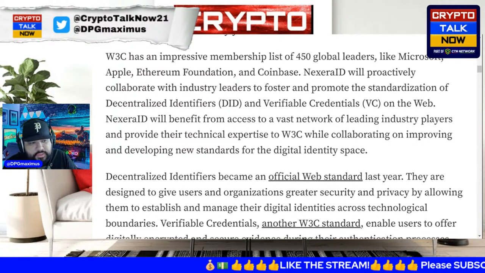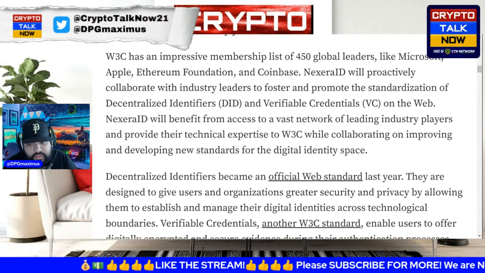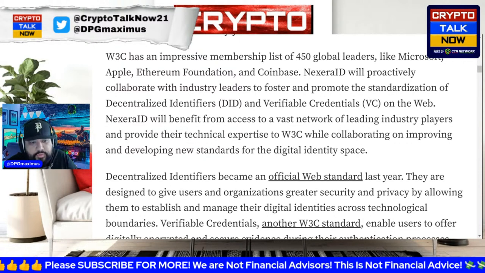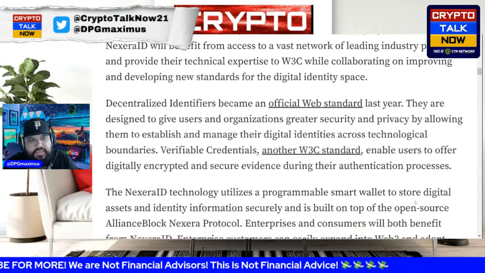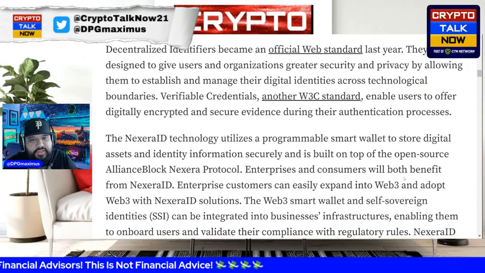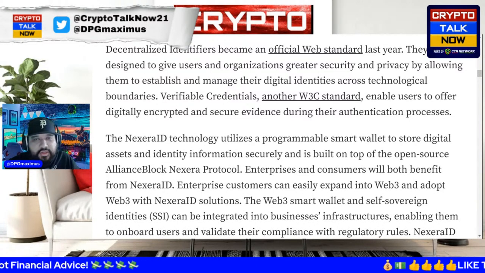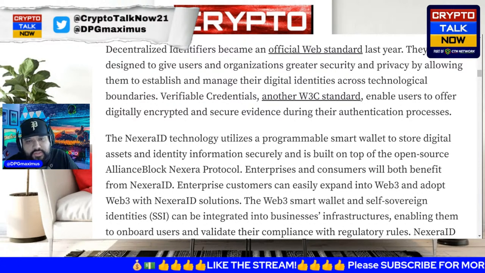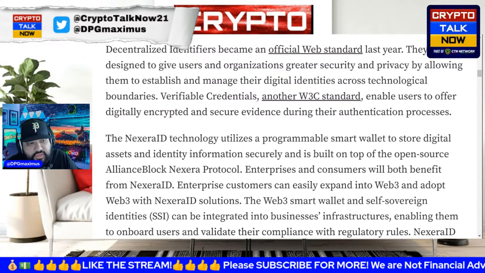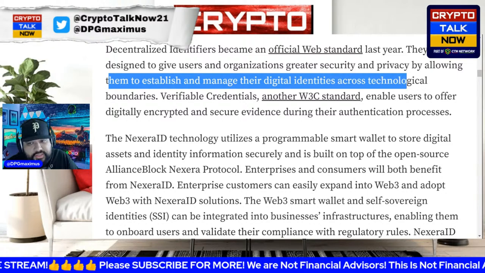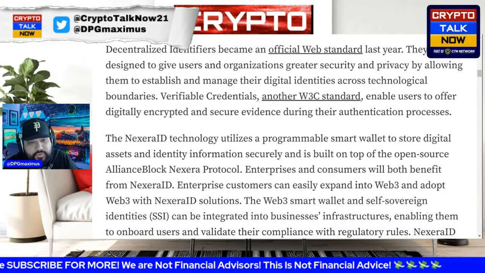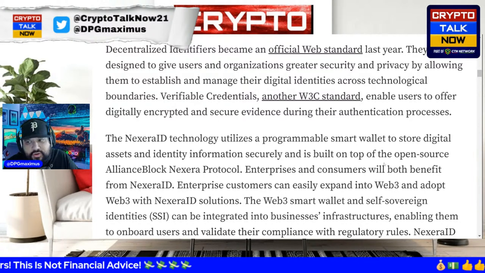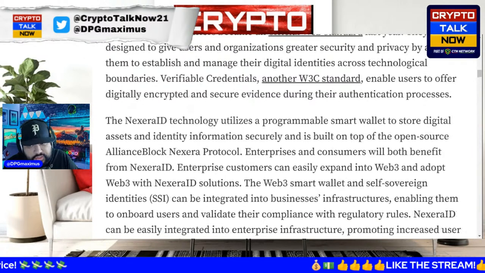So it says NextEra ID will benefit from access to a vast network of leading industry players and provide their technical expertise to W3C while collaborating on improving and developing new standards for the digital identity space. Decentralized identifiers became an official Web3 standard last year. Did you know that? Again, enter NextEra. They are designed to give users and organizations greater security and privacy by allowing, and here's the juicy stuff, them to establish and manage their digital identities across technological boundaries. Verifiable credentials, another W3C standard, enable users to offer digitally encrypted and secure evidence during their authentication processes.